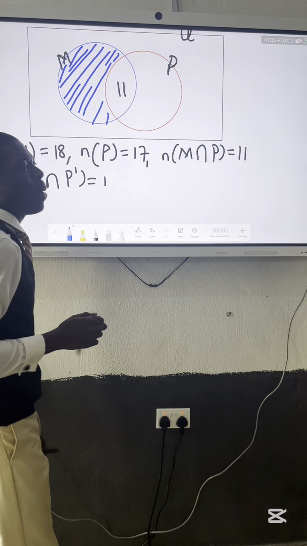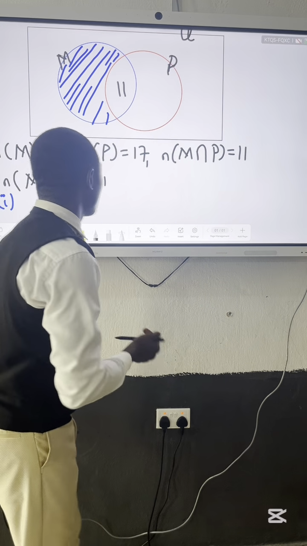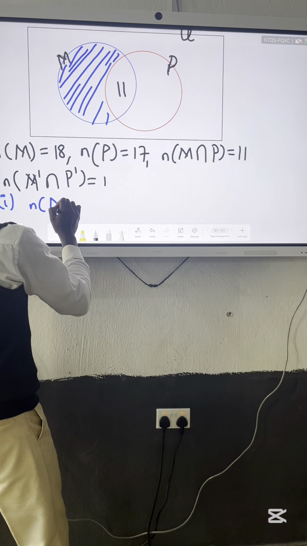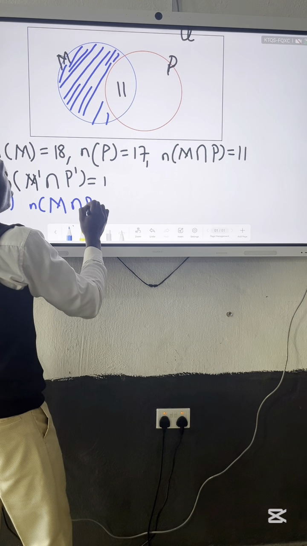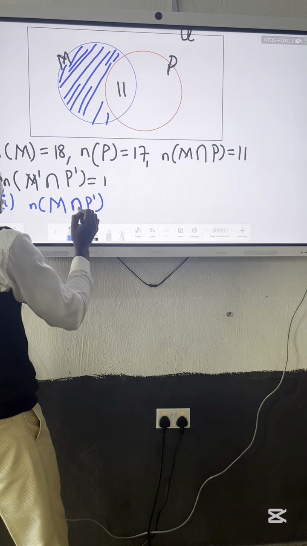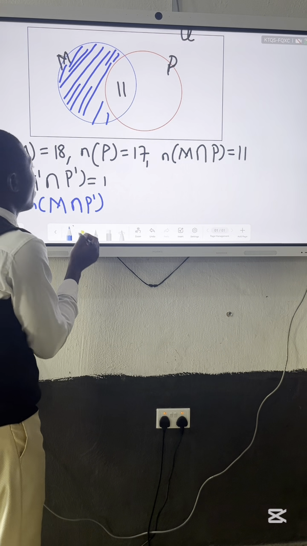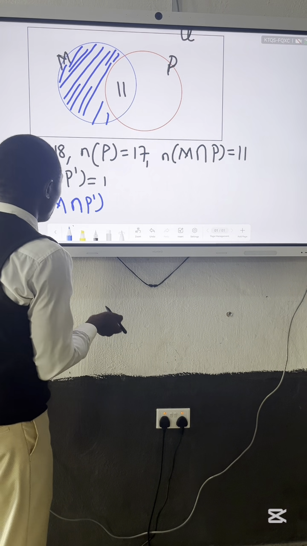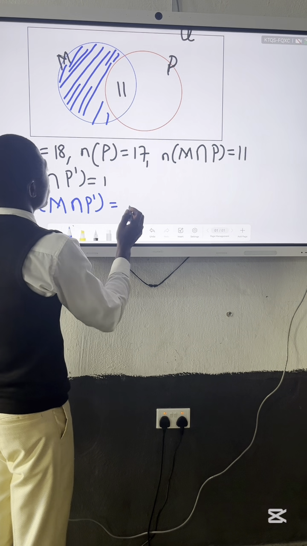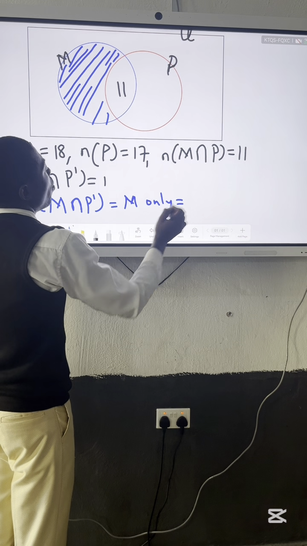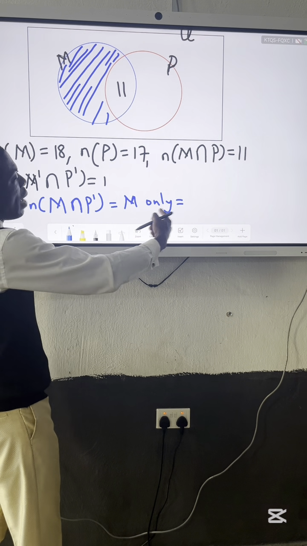To get the number of students that pass only mathematics, you're going to say cardinality of M intersection P prime. M intersection P prime means that the candidate in question passed mathematics but did not pass physics. So we can write it like this, or we call it M only. Now the person passed mathematics only. Either you write it like this or you say M only.